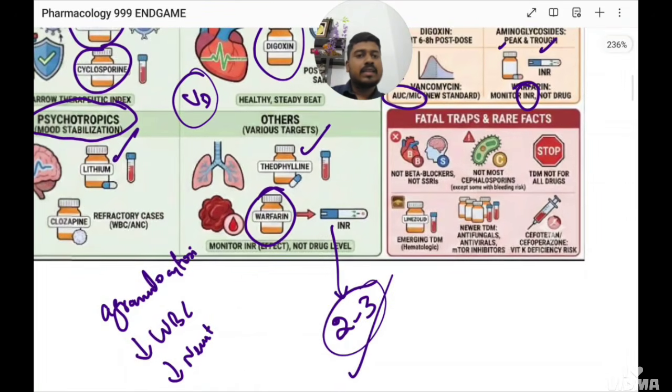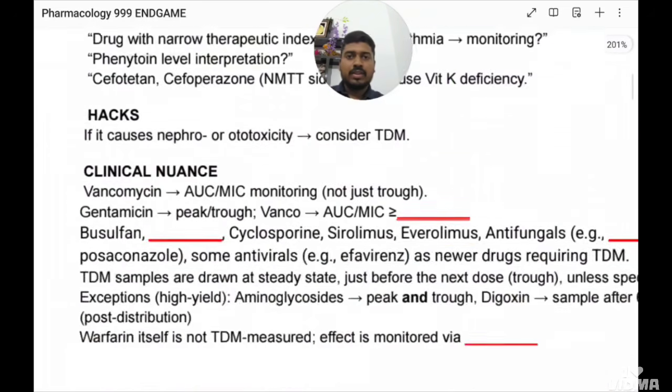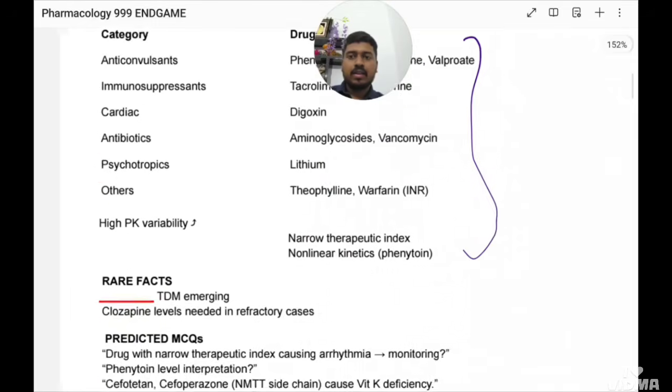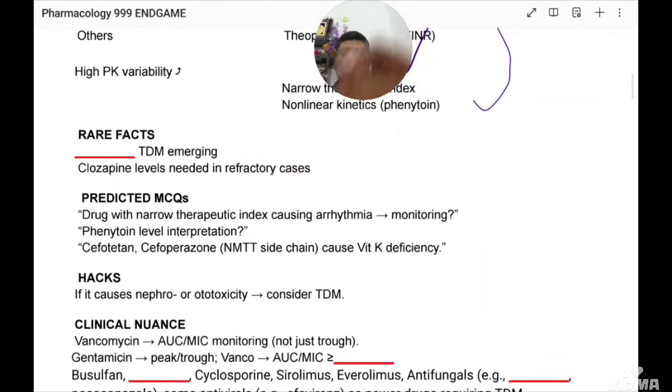Okay, and next, I think I have covered almost everything. Okay, we'll go to the questions now. So these are the examples which we have discussed. Everything is there in this. Okay, so you don't have to go again.